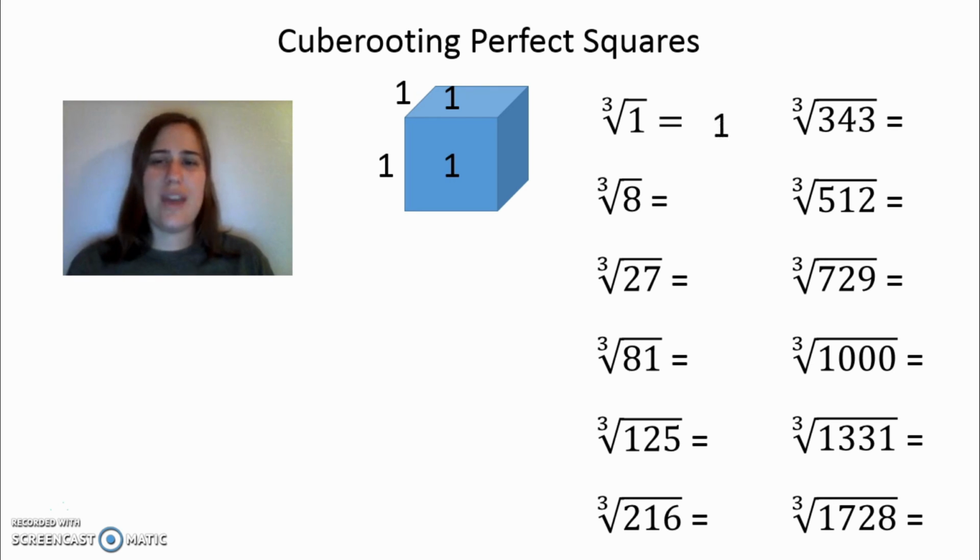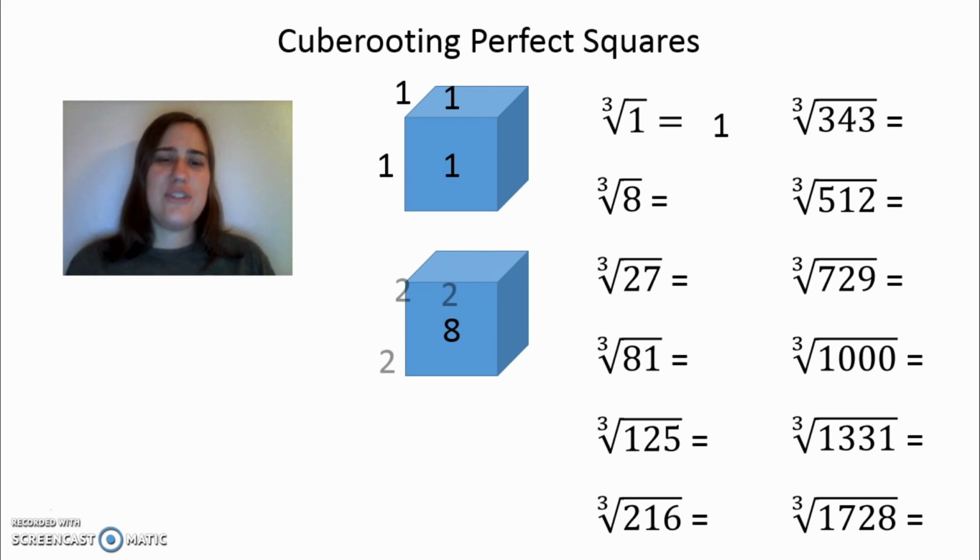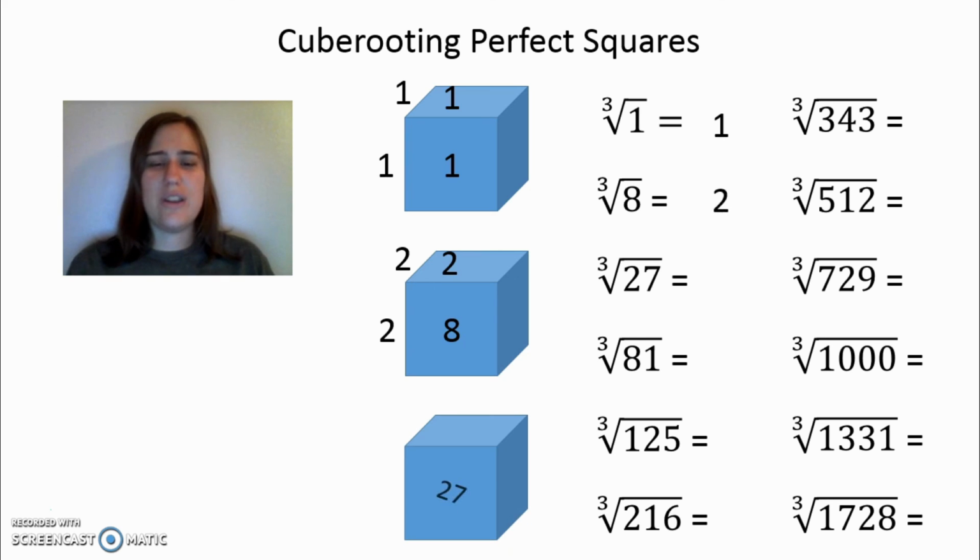We do the same with 8. And 2 times 2 times 2 is the only thing that will multiply with the same number 3 times to give us 8. And 27 we know is 3.